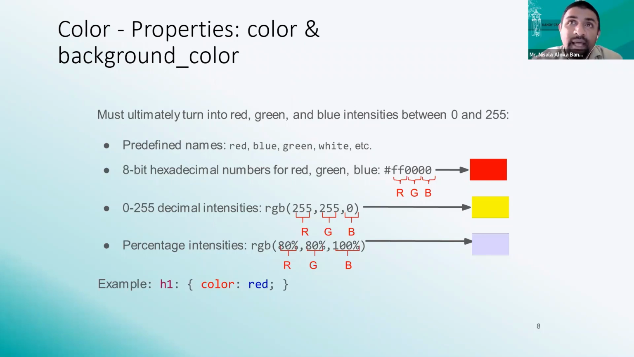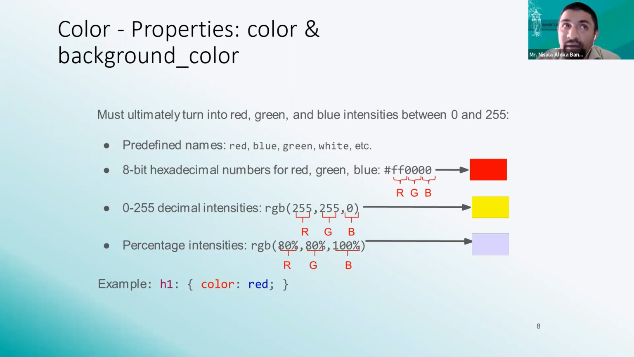Rather than using these hexadecimal values, you can use RGB values. So you say color colon RGB within brackets, the red value, green value, and blue value, each expressed as a number between 0 and 255. And the final one is we can also use percentages. So you start with color colon RGB open bracket and the percentage value followed by the percentage mark. Again, we follow the same pattern: red first, green next, and blue after. It's always going to be a red, green, blue value.